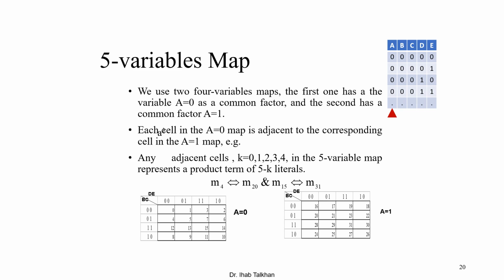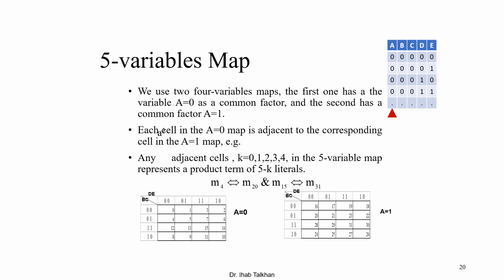Actually, what we are going to do here is split this table into 2 layers, an upper layer and a lower layer. The upper layer has A equal to 0, 16 zeros, and the lower layer has A equal to 1, 16 ones. So you have 2 layers, one with A equal to 0 and the other with A equal to 1. And this is what is written here. We use four variable maps.